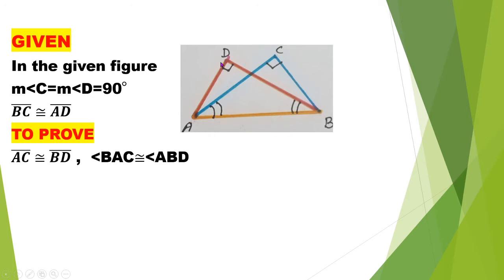angle C is congruent to angle D because both angles are of 90 degrees, and this side BC is congruent to the side AD. And according to the proof, we have to prove that this side AC is congruent to the side BD, and angle BAC, means this angle, is congruent to the angle ABD, this angle.